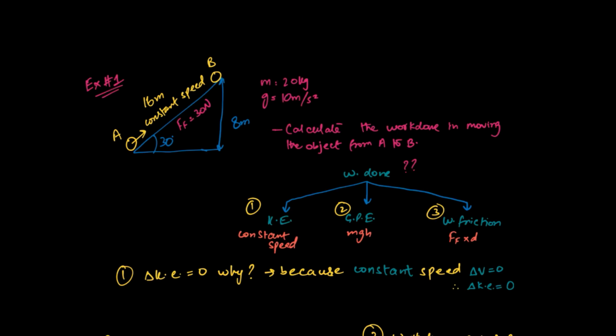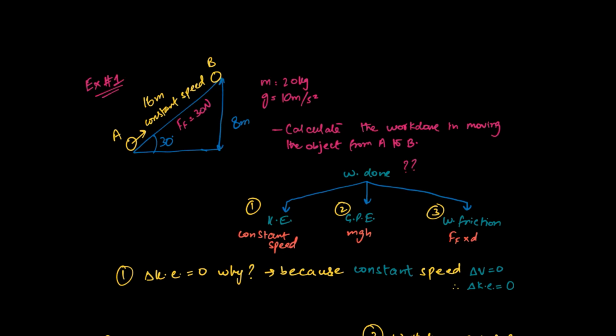So there were some examples on how to calculate work done and work done being converted into different forms of energy. So let's start with example number 1. We have an object that is traveling on a slope. The object travels with a constant speed. The distance of the slope is basically 16 meters, and the forward driving force is 30 newtons.